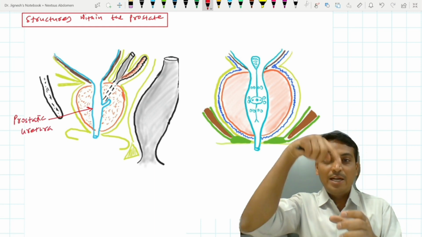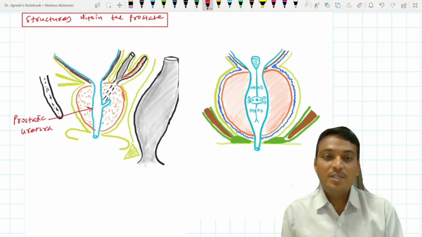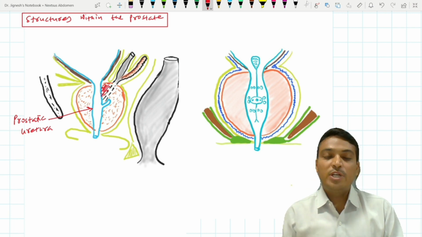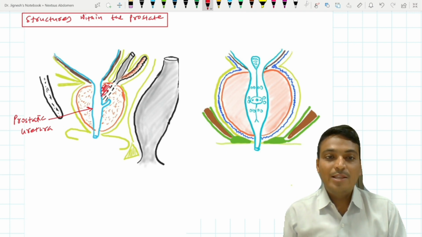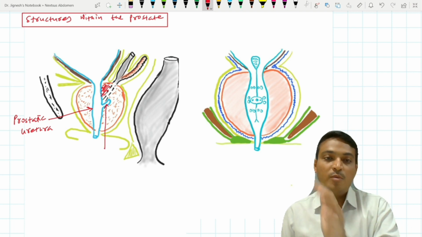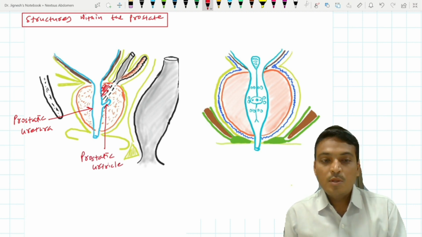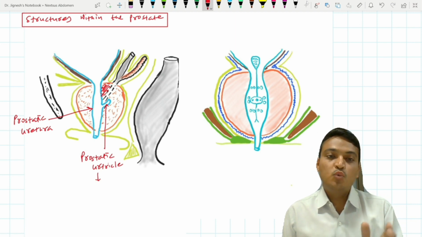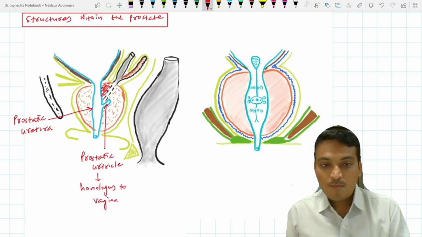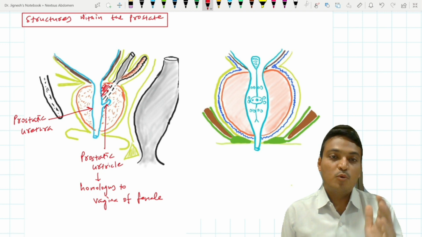So this prostatic urethra is going to traverse through the prostate, and at the time of the enlargement of this median lobe, the prostatic urethra gets compressed, and that will lead to the benign prostatic hypertrophy symptoms. The second thing situated within the prostate is this structure, an outpouching from the prostatic urethra, called the prostatic utricle. This prostatic utricle is homologous to the vagina of the female, and it opens inside the prostatic urethra from the posterior side.